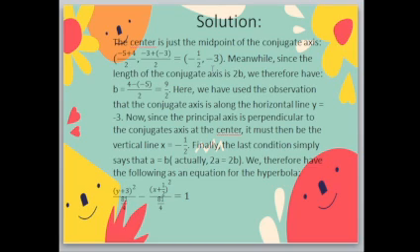Now, since the principal axis is perpendicular to the conjugate axis at the center, it must then be the vertical line x equals negative 1/2, which is the h of the center. Finally, the last condition simply says that a is equal to b. Actually, 2a is equal to 2b. We therefore have the following as an equation for the hyperbola: (y plus 3) squared over 81 over 4 minus (x plus 1/2) squared over 81 over 4 is equal to 1. Why?